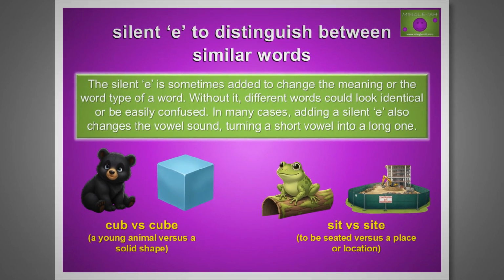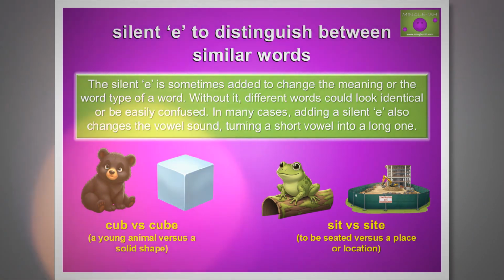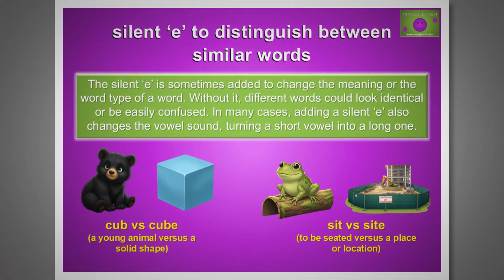The silent E is sometimes added to change the meaning or the word type of a word. Without it, different words could look identical or be easily confused. In many cases, adding a silent E also changes the vowel sound, turning a short vowel into a long one. For example, a cub is a young animal. A cube is a solid shape. Sit is to be seated. Site is a place or location.